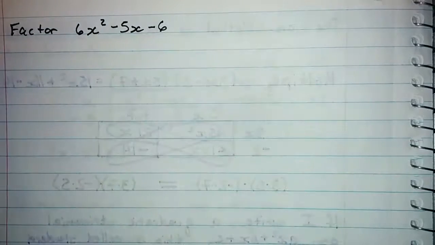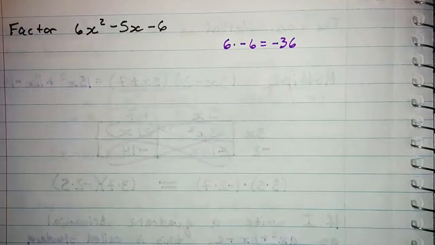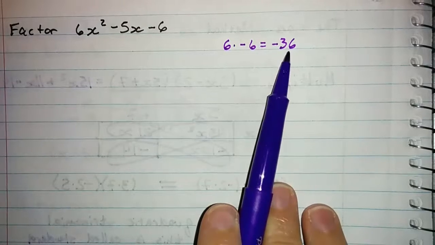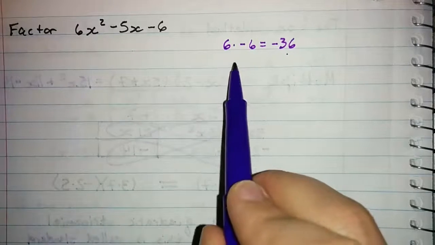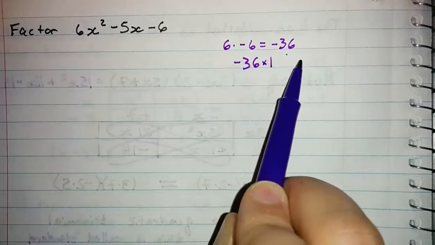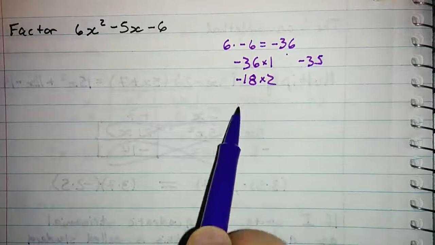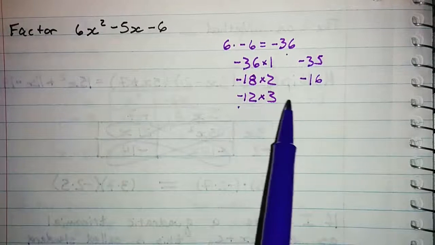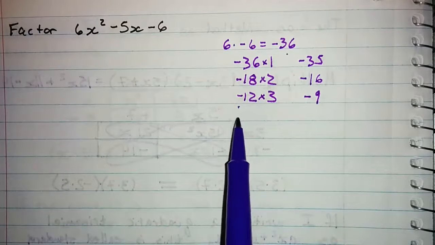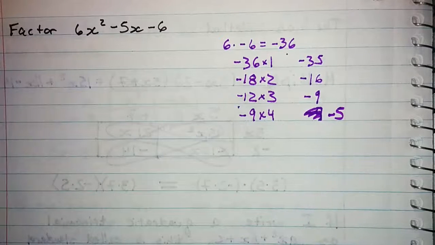Suppose we want to factor 6x squared minus 5x minus 6. Our first step will be to multiply 6 times negative 6, which equals negative 36. We want two numbers whose product is negative 36 and whose sum is negative 5. Let's see, negative 36 times 1, their sum is negative 35. Negative 18 times 2, their sum is negative 16. Negative 12 times 3, their sum is negative 9. Negative 9 times 4. There we go. The sum is negative 5.